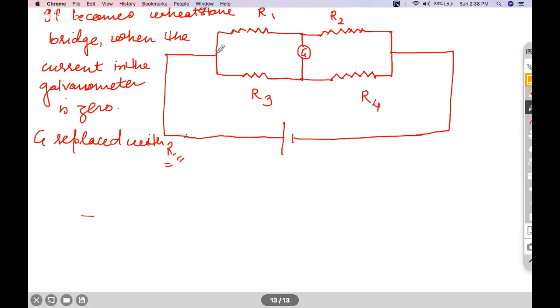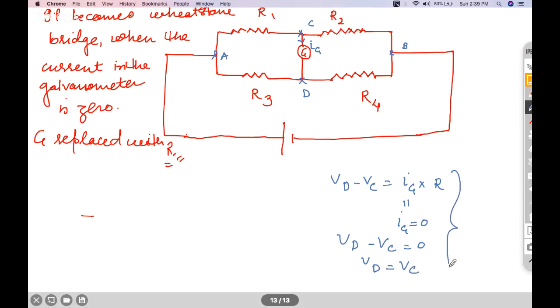So what I do over here is I mark these points. So this is A, this is B, and this is C, and this is D. Now try to understand. VD minus VC is equal to, suppose a current IG flows here, so it will be IG into R. Now, as there is no current, IG is equal to 0, VD minus VC would be equal to 0. It means that VD is equal to VC. That I have already proved. Now, try to understand. So, let me write VA minus VC. Suppose a current I1 comes from here, and a current I1 goes here and I2 goes here.